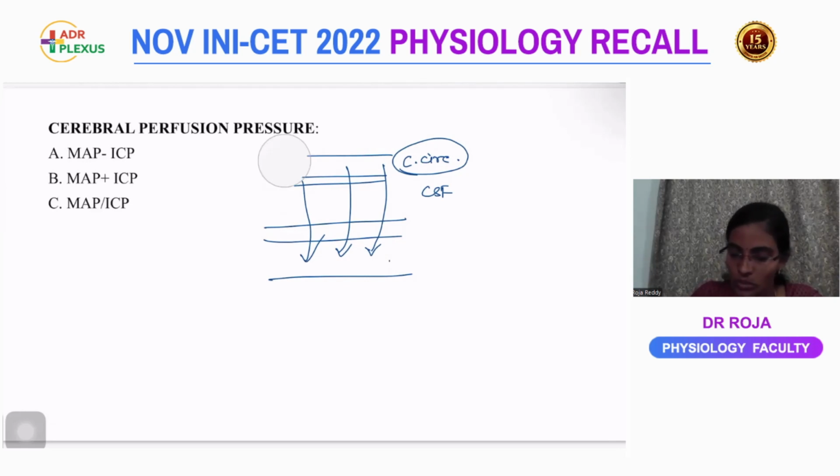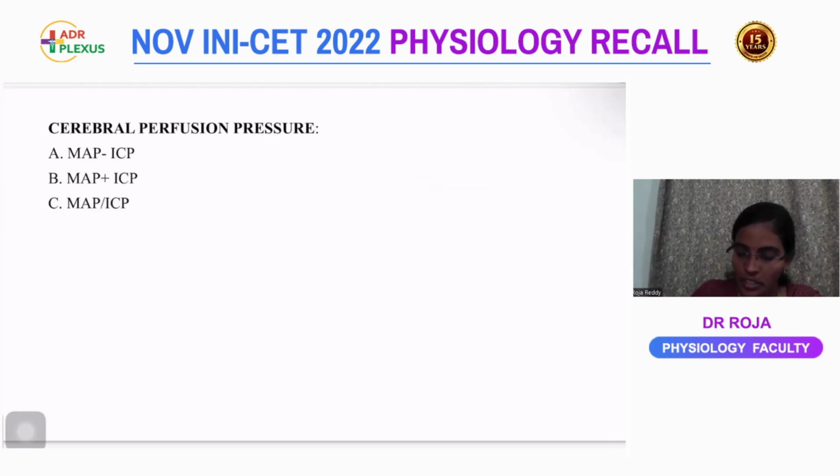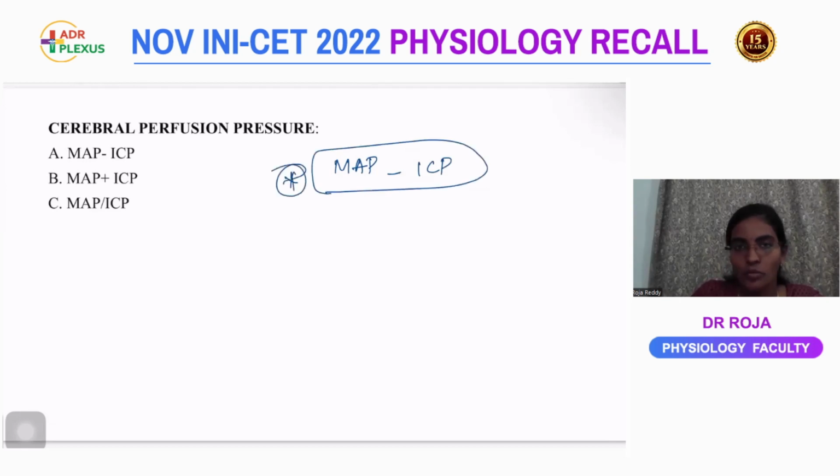So how is this cerebral perfusion pressure calculated? It is calculated by the formula mean arterial pressure minus the intracranial pressure. This is the formula for calculating the cerebral perfusion pressure. Suppose there is increased intracranial pressure due to some lesion. What will happen to the cerebral perfusion pressure? It will reduce. If the cerebral perfusion pressure falls, what will happen to the blood supply to the brain? It will be similar to a hypoxic condition at the brain.